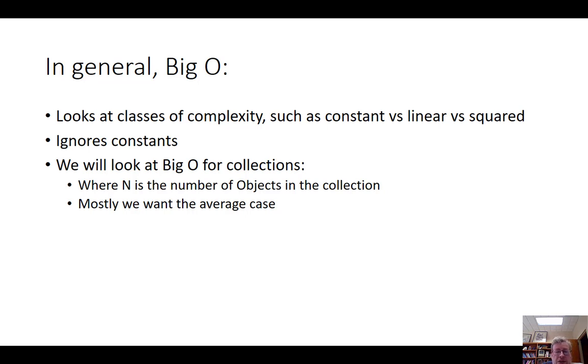So we'll take just a few minutes, and we'll look at Big O for collections. What we're talking about is where n is the number of objects in a particular collection, and mostly we want the average case. We don't want the worst case or the best case. Once again, some sorts, if it's already in order, would run really quickly, but we don't want to consider that, okay?